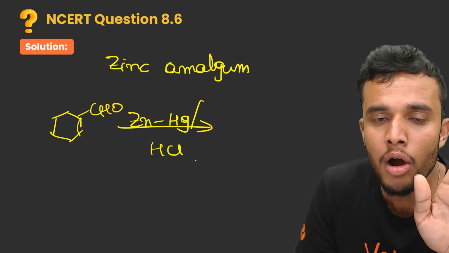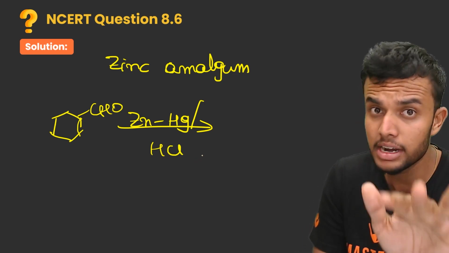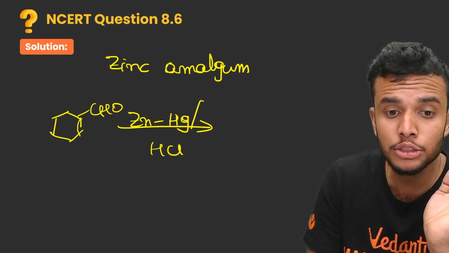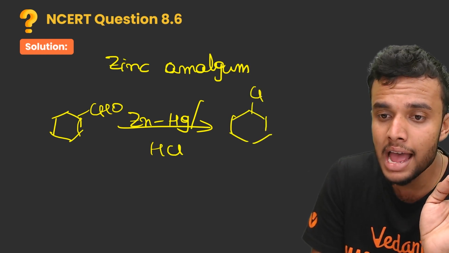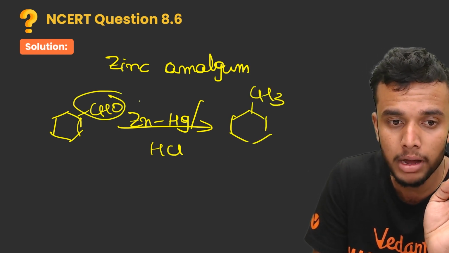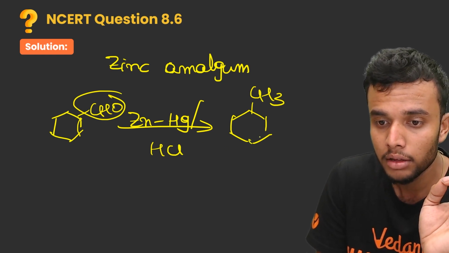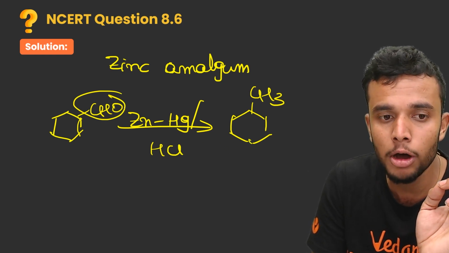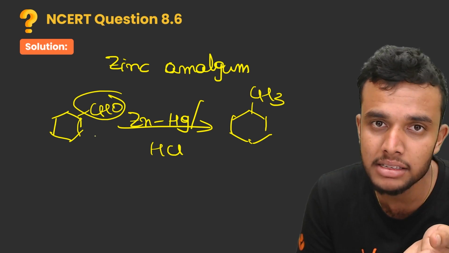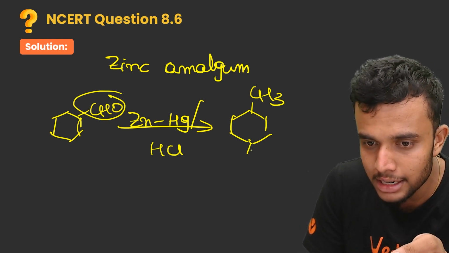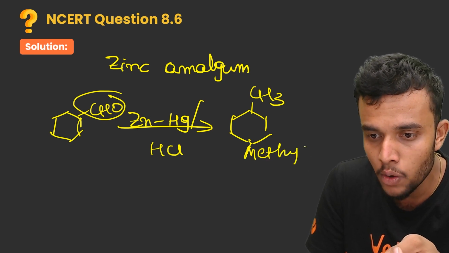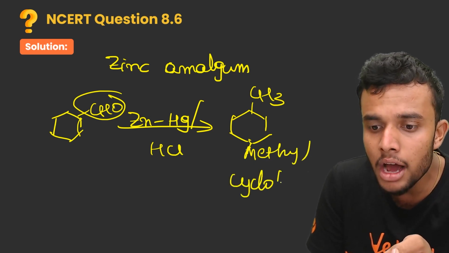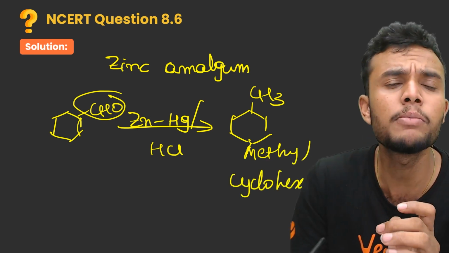It's a very important reaction. Definitely they ask a question from this exercise, students. Please concentrate. It yields methyl cyclohexane. This CHO group is converted into a CH3 group. In the presence of zinc amalgam the aldehyde group reacts and is converted into a methyl group. The compound name is methyl cyclohexane. Understood? If you have any doubt, let me know in the comment section.